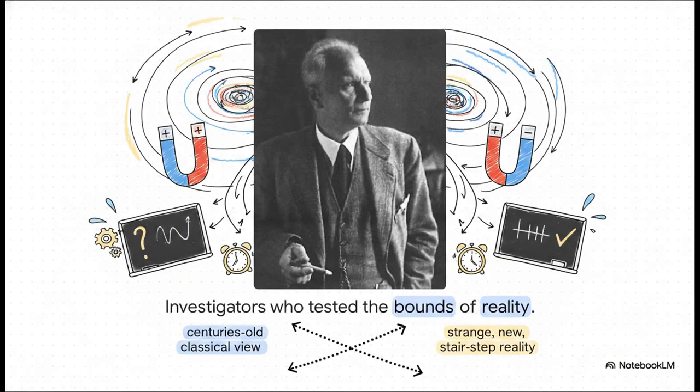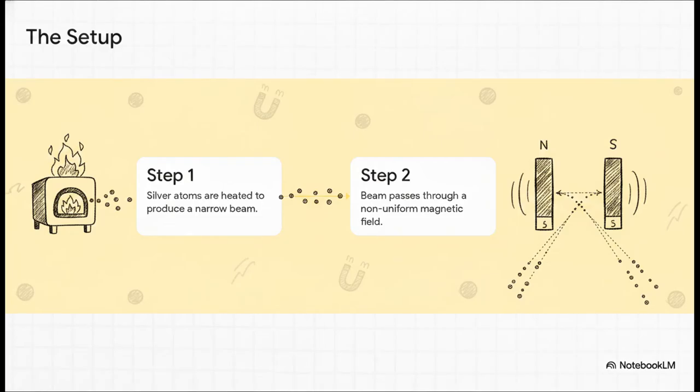So enter the investigators who actually set out to test these bounds of reality, Otto Stern and Walther Gerlach. They designed a physical apparatus to capture the invisible behavior of the atomic world. And you have to imagine, the tension in their Frankfurt laboratory must have been absolutely palpable. They knew that whatever result their machine produced would either validate the centuries-old classical view or confirm this strange, stair-step reality of quantum mechanics. Their remarkably clever setup worked like this.